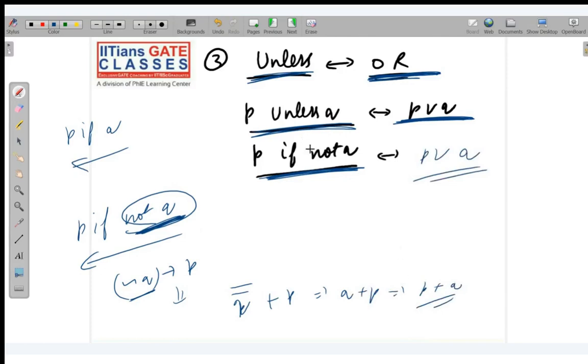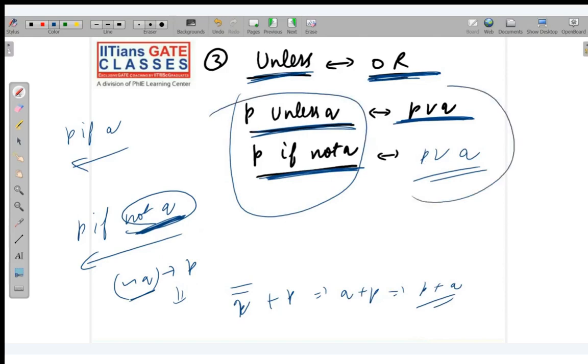So P if not Q or P unless Q, both are one and the same thing. Why are they the same? I am not saying they are the same. Logic is saying they are the same. That's why you have to say they are the same. Do not try to find any kind of meaning or and kind of thing like this. Okay, you have to say they are equal. That's it.